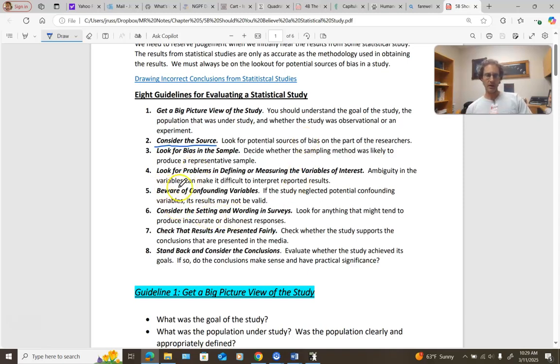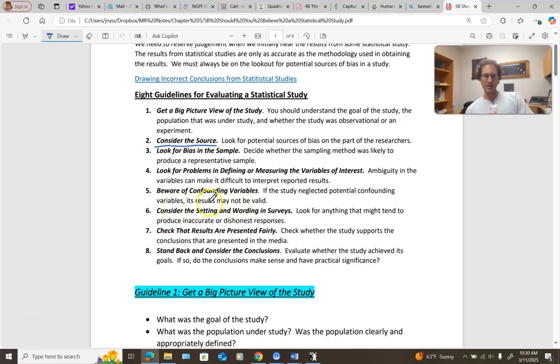So anyway, number 5, beware of confounding variables. And we'll talk about this. It says if the study neglected potential confounding variables, then its results may not be valid. So these are basically other variables that can influence the outcome of the study. Things that you might not consider.